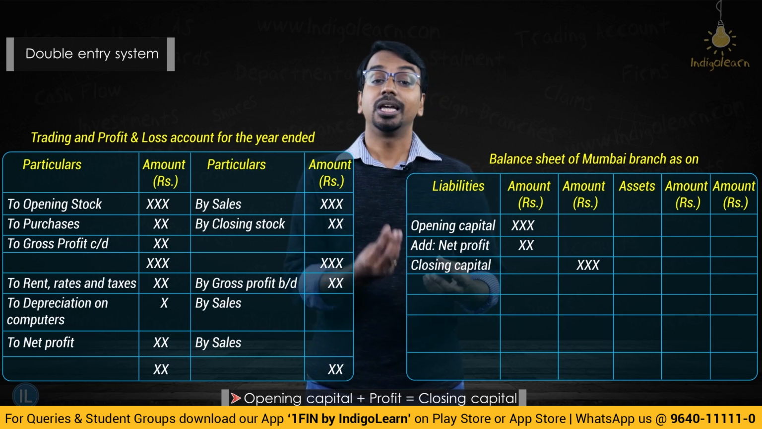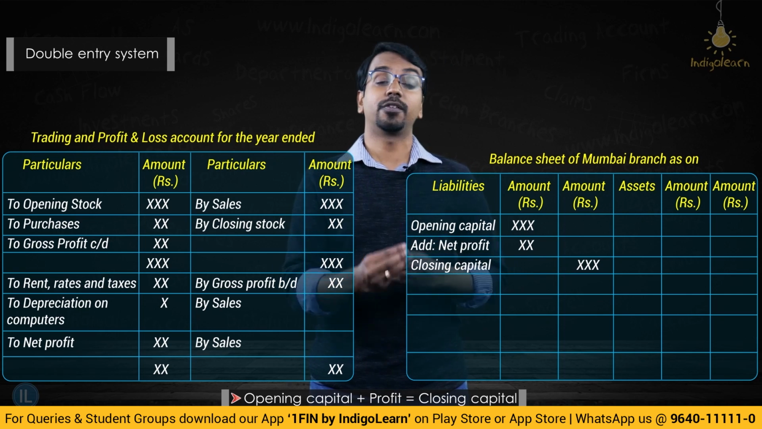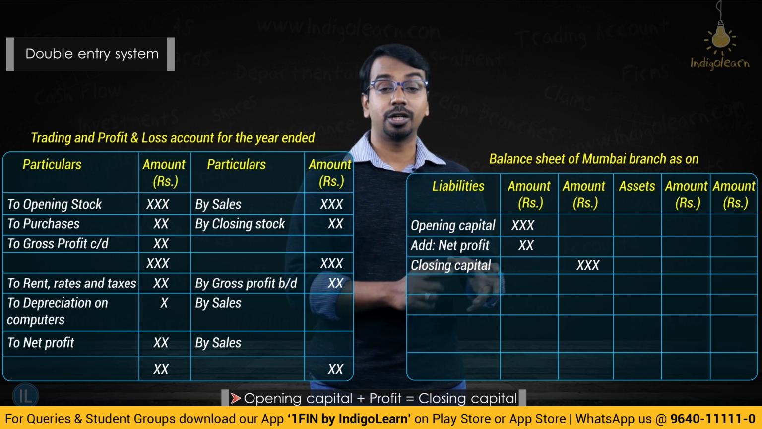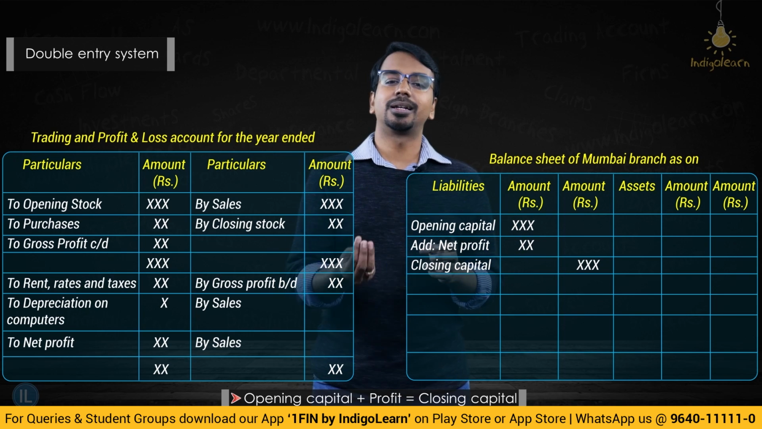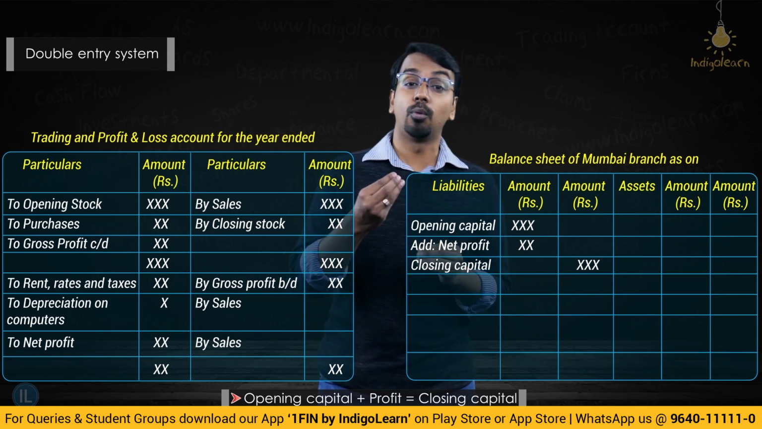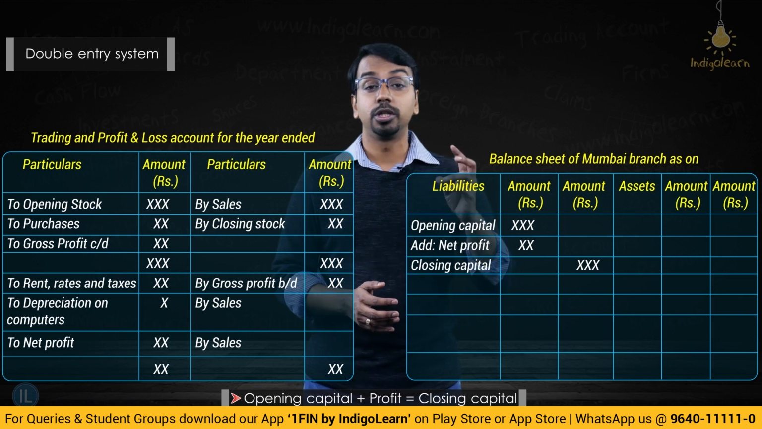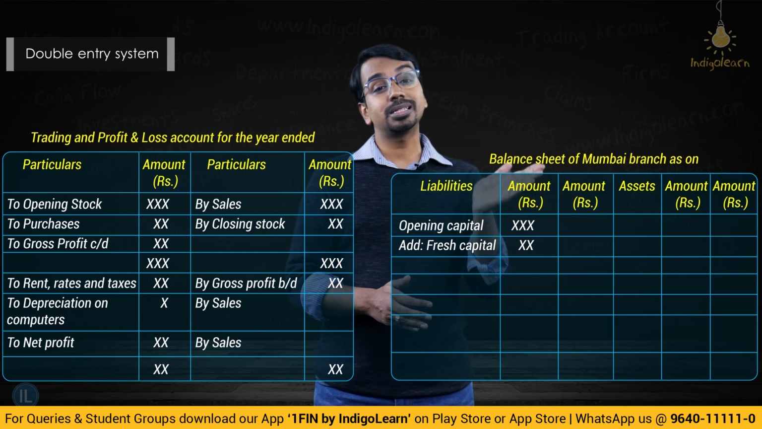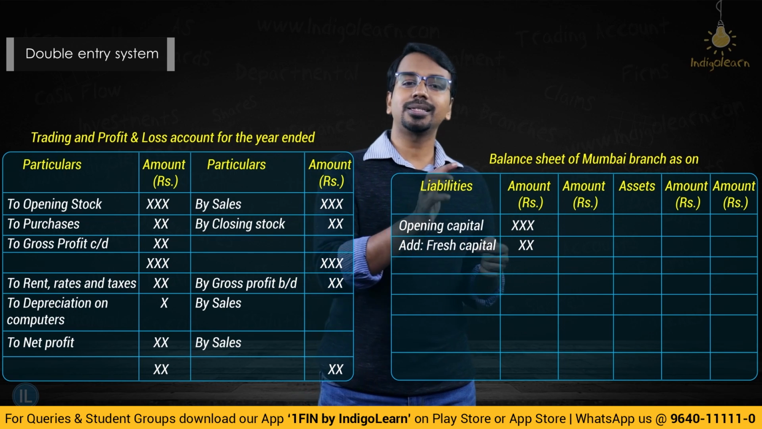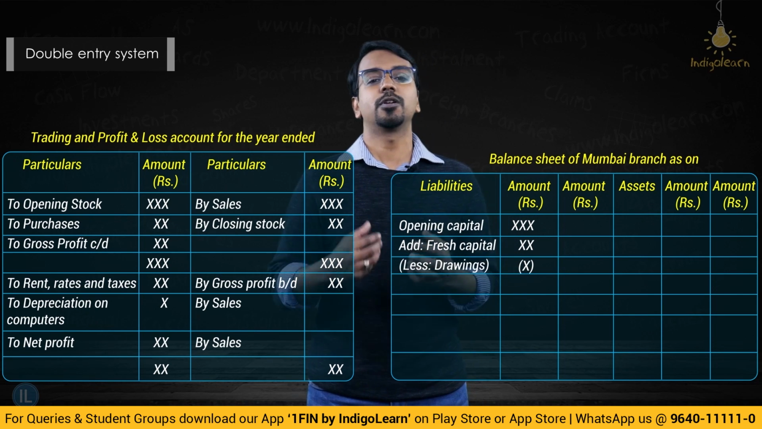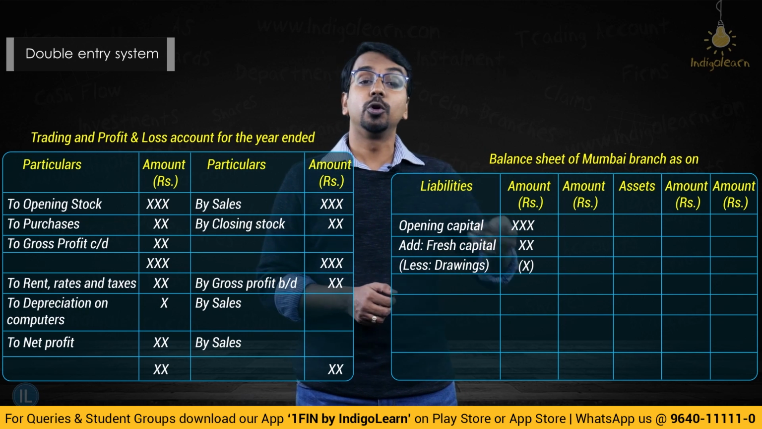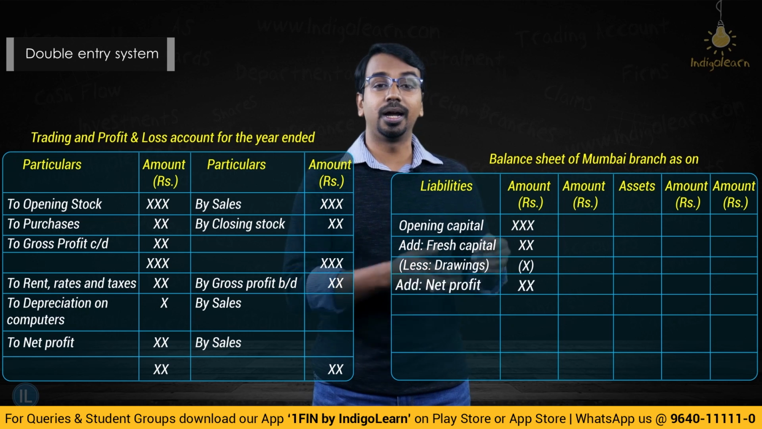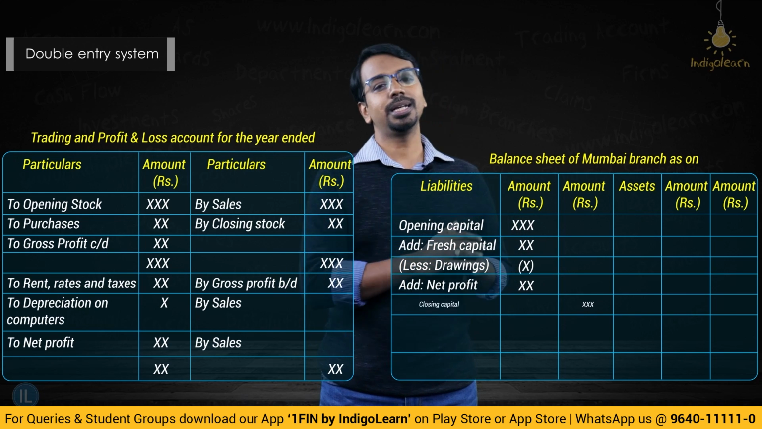But here is a catch. If at all there are further investments or if at all there are drawings, this equation will also change. So, come back to the balance sheet. You have opening capital and let us say the proprietor introduced some more capital into the business. What would you do? You would say add fresh capital introduced. So, you have opening capital plus fresh capital minus any drawings. If the proprietor or if the partners have drawn money from the business, you will reduce that drawing and then you will add the profit for the period to arrive at the closing capital.